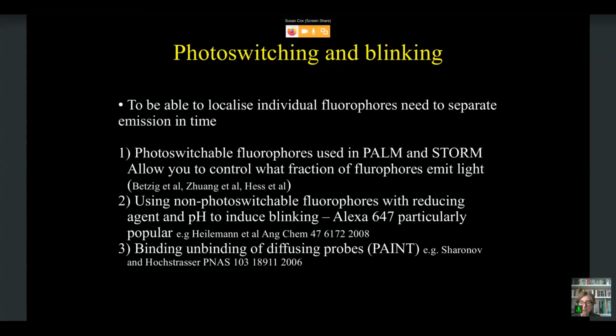And thirdly, binding and unbinding of diffusing probes. So this is a method where you use DNA origami and fluorophores bind and unbind to the sample. And this has the advantage that you can use a single color channel and you're not limited by the photodynamics of the fluorophores because it's all about how it binds and unbinds.